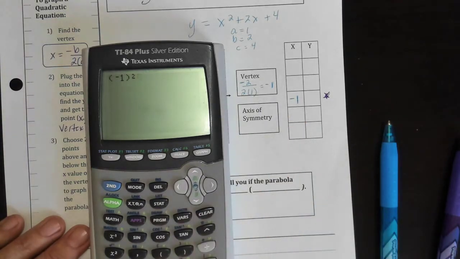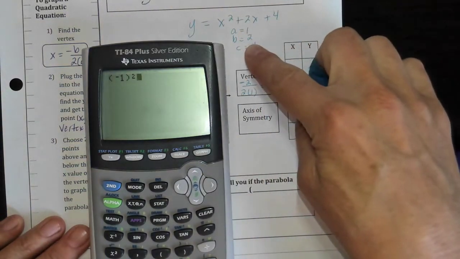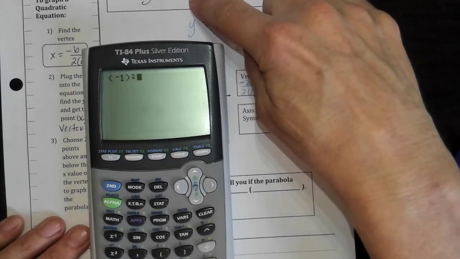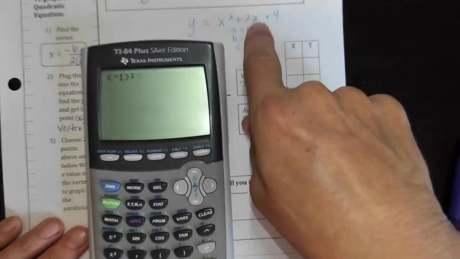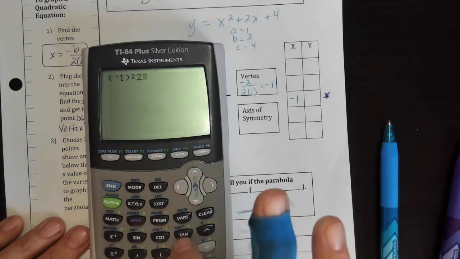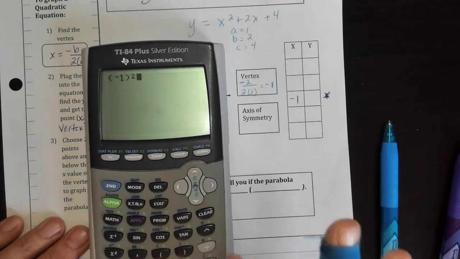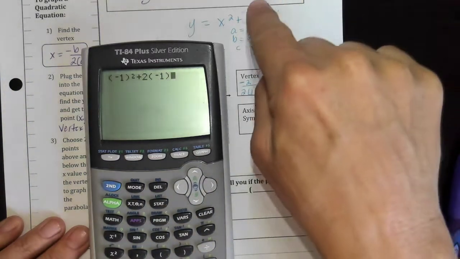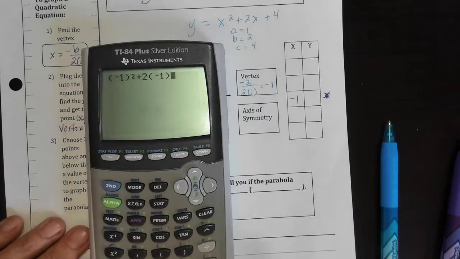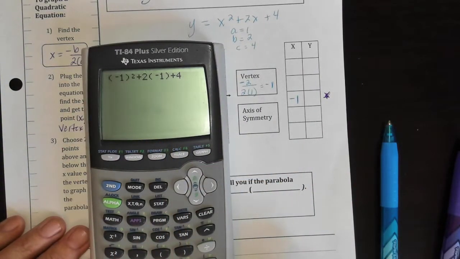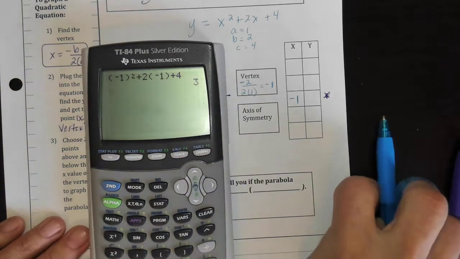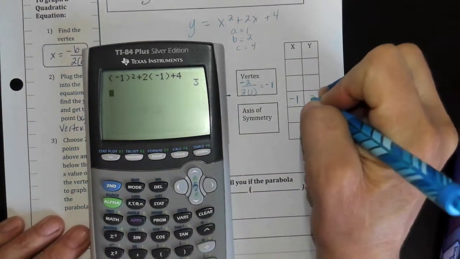Okay, negative 1 squared, that's what the x is. Then plus 2 times negative 1, and then plus 4. So I'm just plugging in the x coordinate of the vertex into my equation. And what I get in the end is 3.